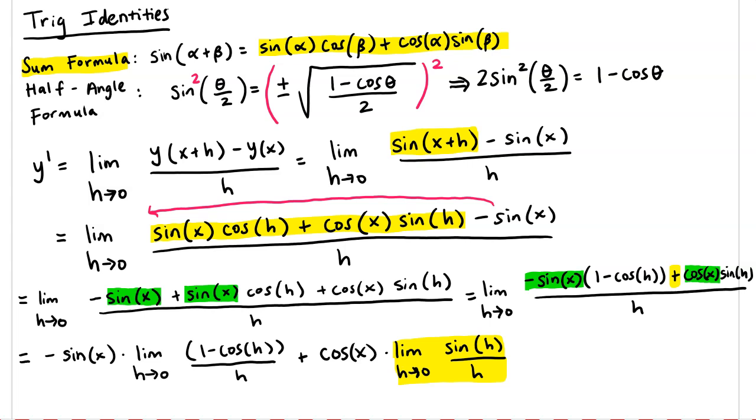And the whole reason that I want to use that is, notice that I have 1 minus cosine of theta here, and here I have 1 minus cosine of h, so I would like to replace that with 2 times sine squared h over 2. So let's do some substitutions here.